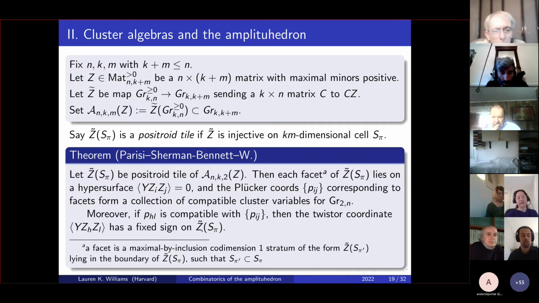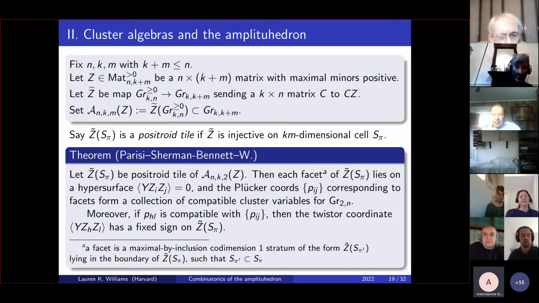Okay, so the upshot is that if you look at the facets of a positroid tile, they seem to have very much to do with the cluster structure on the Grassmannian of two planes in n space.